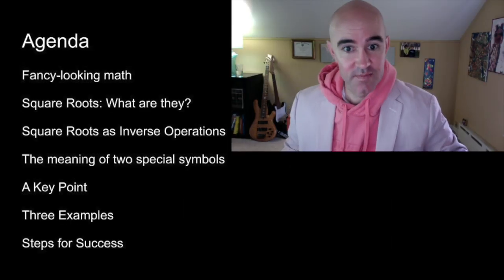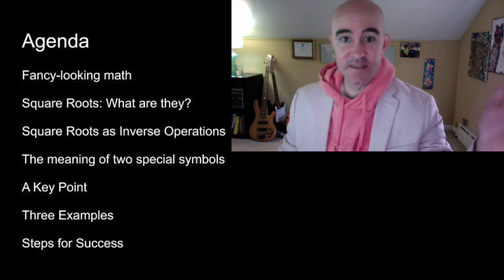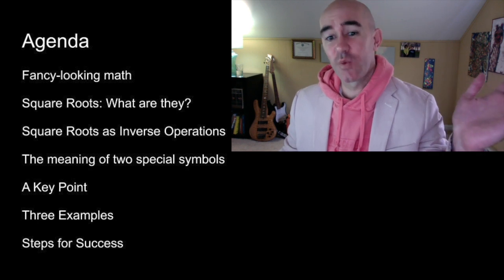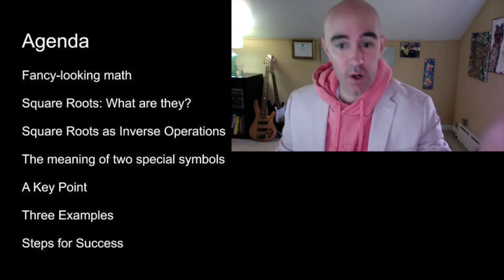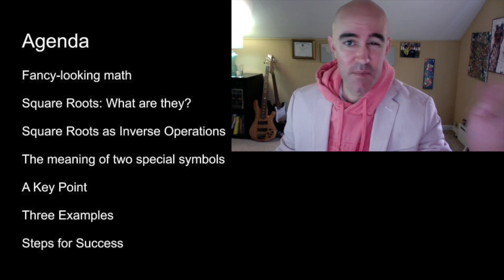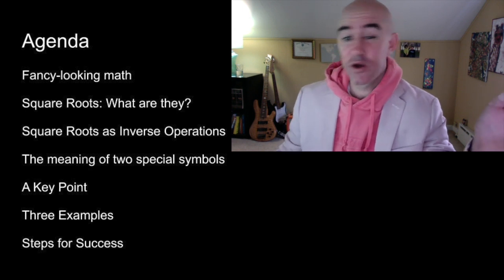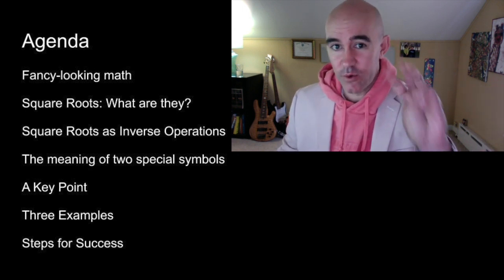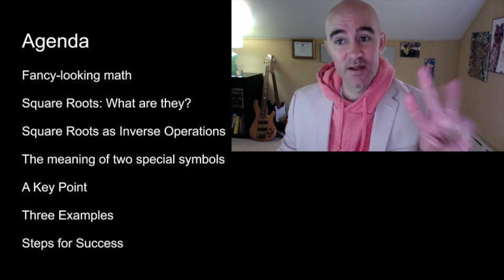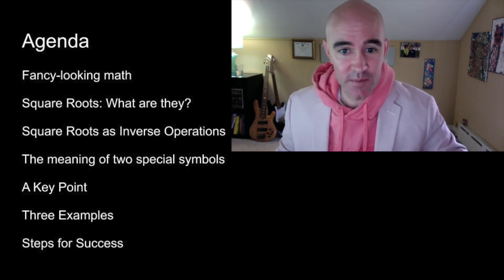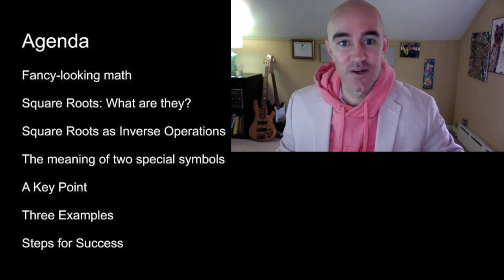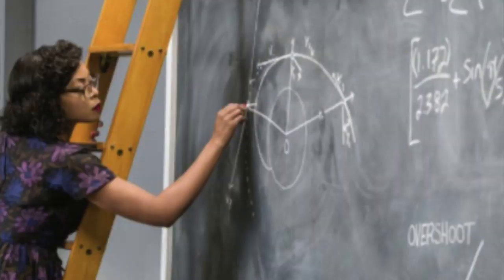Here's how we're going to get there. First, we're going to talk about fancy looking math. Then we're going to get into what square roots are, talk about square roots as inverse operations, the meaning of two special symbols. We're going to go to a key point, and then we're going to work through 3 examples together. Finally, I'm going to share the steps for success with problems like this, and then you'll be on your own, trying to work through several problems on your own.